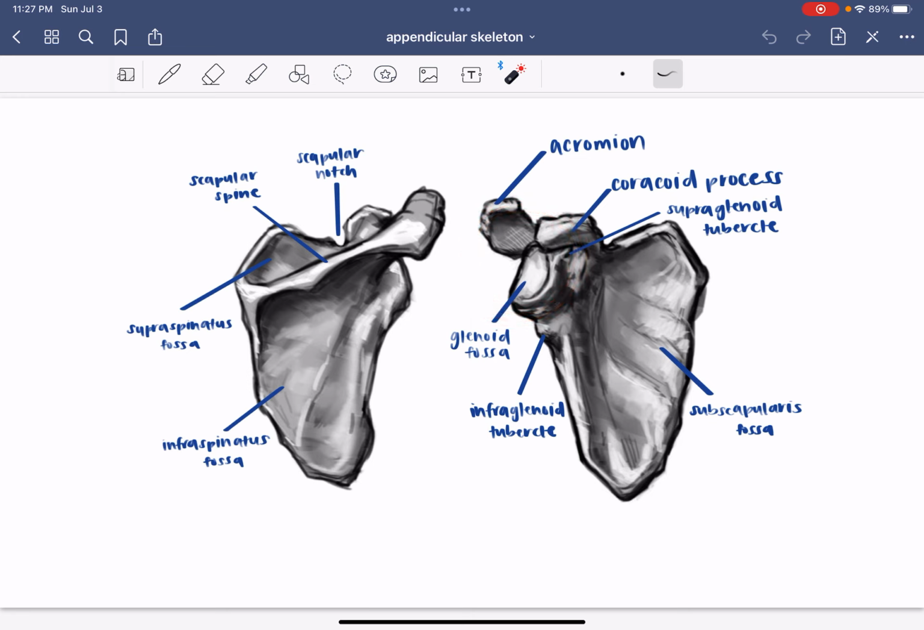We can identify this as a right scapula because the scapular spine is always on the back, and the lateral border is this way, where the glenoid fossa is, where the humerus will fit in. Therefore, this is the medial border, and therefore, this is the right scapula.